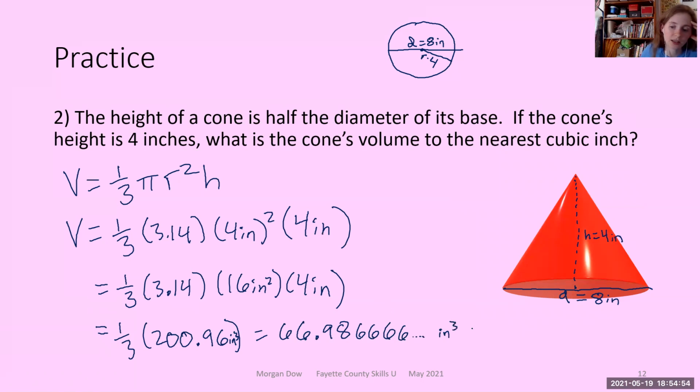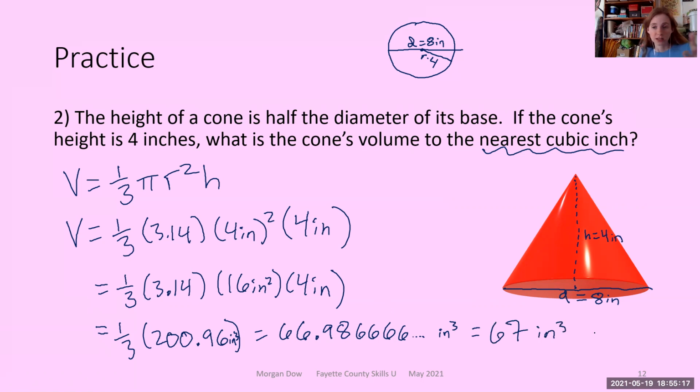So let's go ahead, let's round that. Let's round it to the nearest whole cubic inch. Well, that's actually what it says in the question, rounded to the nearest cubic inch. So rounded to the nearest cubic inch, it's 66.9. So that will round up to 67 cubic inches.